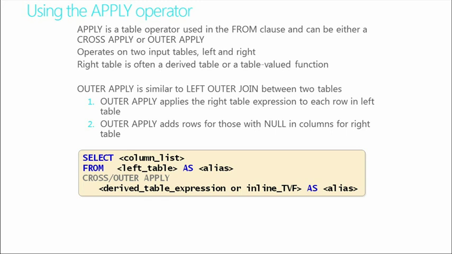Is there an example of when we would want to use an apply operator with the tables between the employee and the customer? Or do we have an example? I've got one here that's kind of a listing where we select the column list from the left table and give it an alias name. Then we can do a cross or outer apply, and then we use one of those derived table expressions that we talked about earlier, or an inline expression. I can go ahead and show a simple demo.